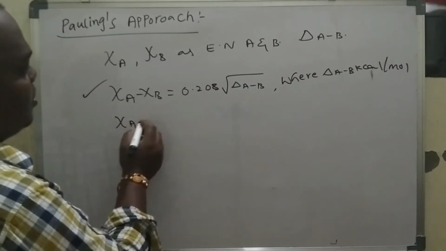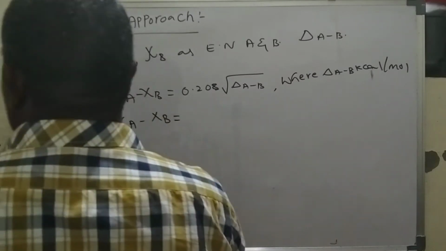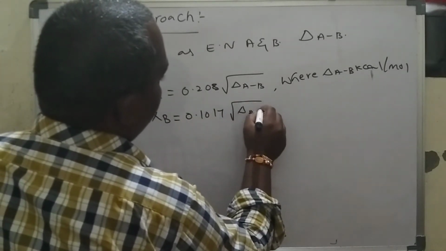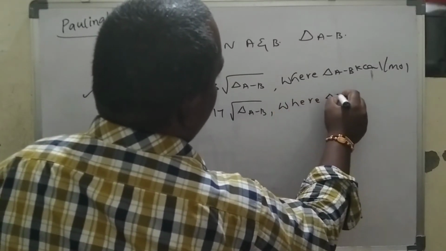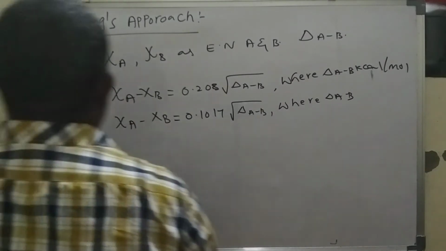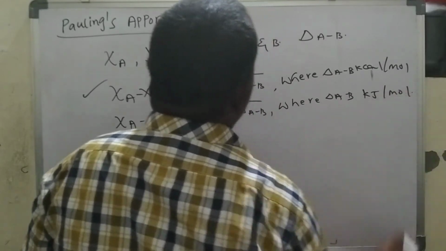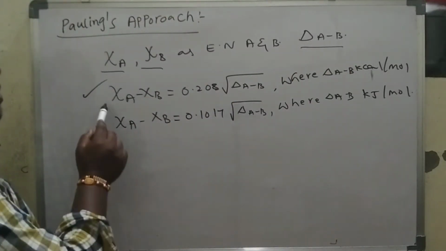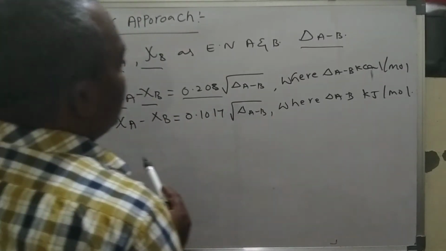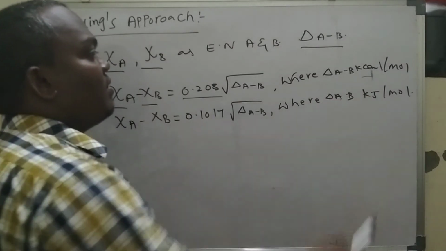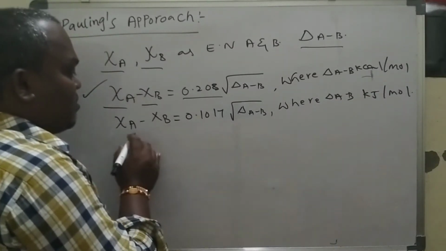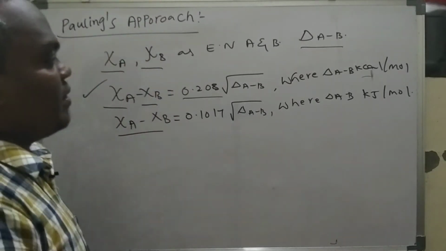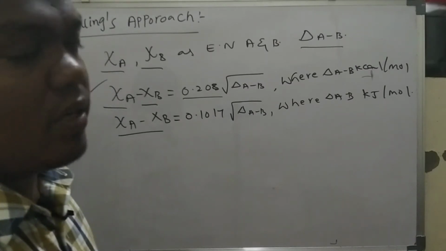When we take kilojoules, chi A minus chi B is equal to 0.1017 square root of delta A to B, where delta A to B is calculated in kilojoules per mole. This is the relation given by Pauling for the electronegativity of A and B and delta A to B: chi A minus chi B is equal to 0.208 square root of delta A to B in kilocalories per mole, and 0.1017 square root of delta A to B in kilojoules per mole.